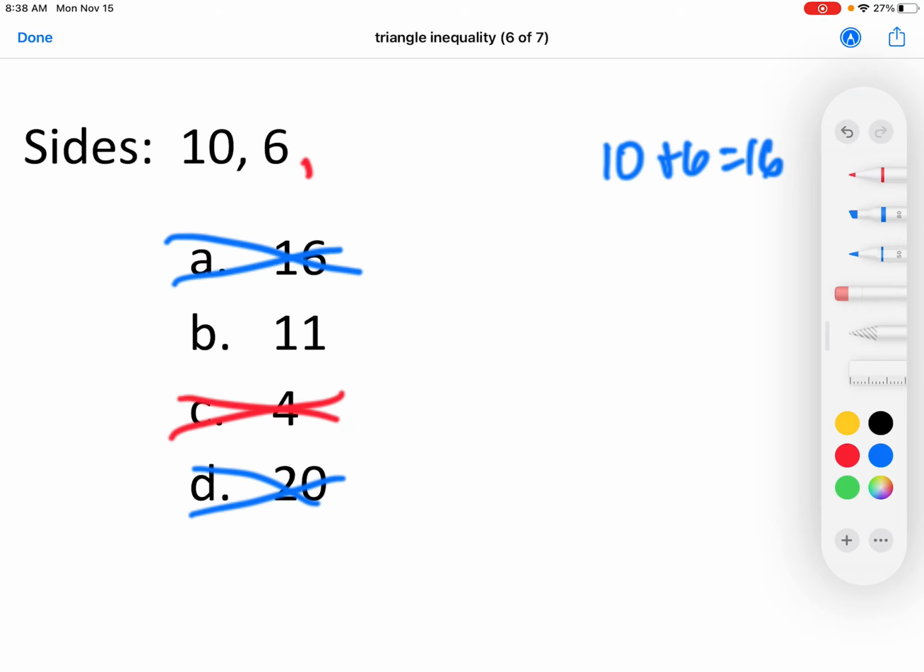But look at what happens when we take that last one. If we take 10, 6, and 11, then that gives us our two smallest ones being 10 and 6. Well, 16 is more than 11. So that's going to be the one right there. All right, that's what we got for triangle inequality.